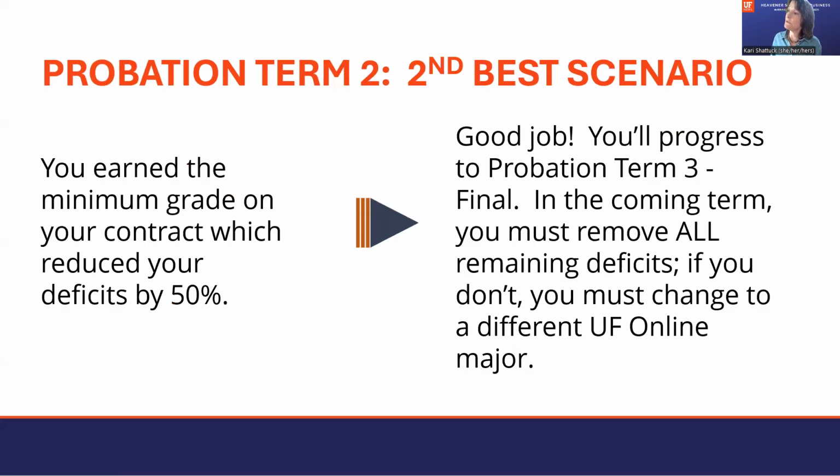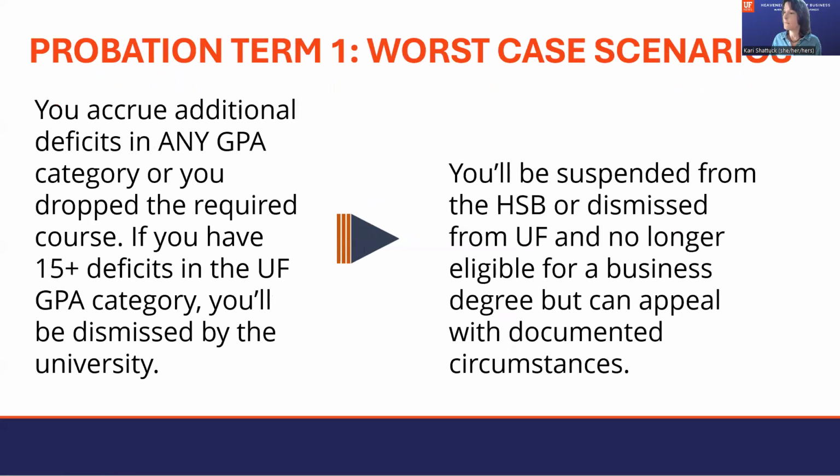The second best scenario is you earn the minimum grade required, reducing your deficits by half. If that happens, you'll be granted a third and final probation term next semester where you'll have to eliminate all remaining deficits. As mentioned earlier, if you earn a C- or less in the GPA category you have deficits in, if you accrue additional deficits in any other GPA category, such as your major GPA or area specialization GPA, or you accumulate 15 or more deficits, you'll be suspended or dismissed. However, you can petition if you have documented extenuating circumstances.